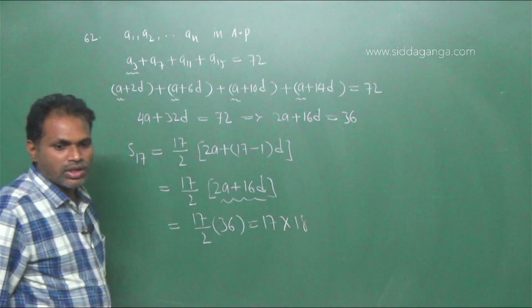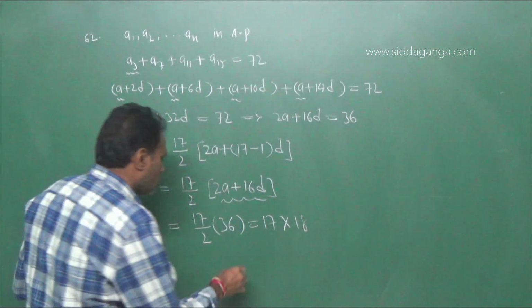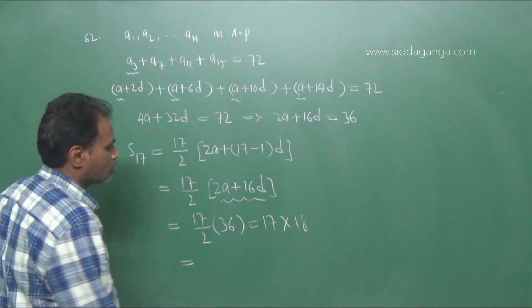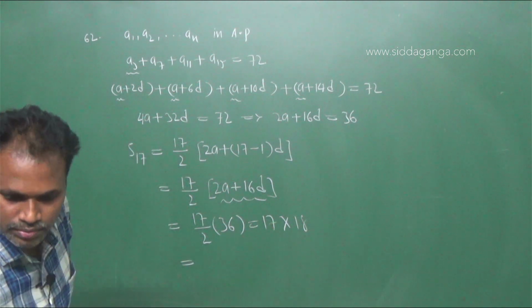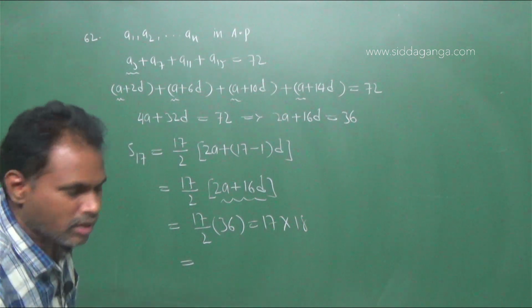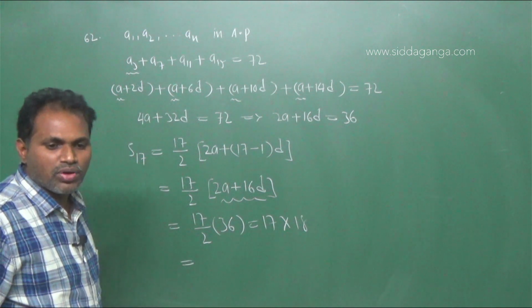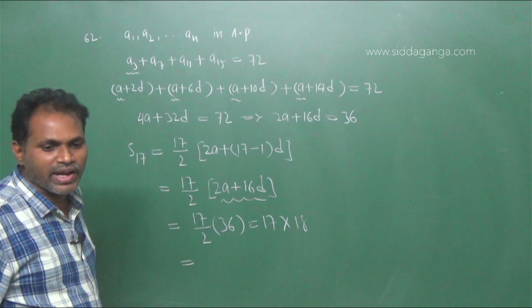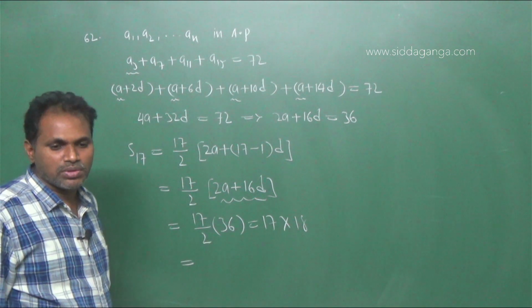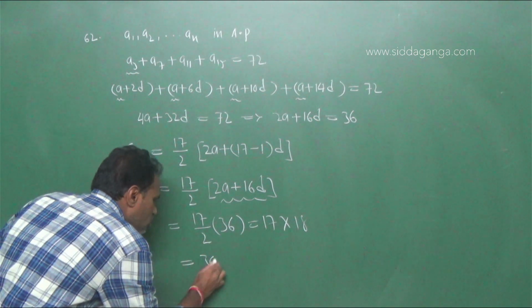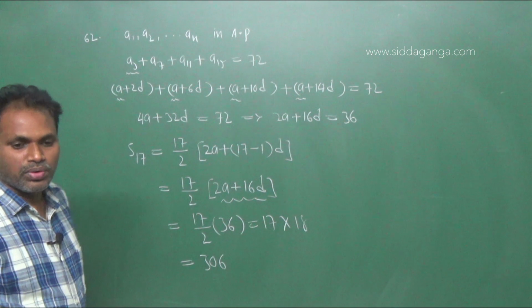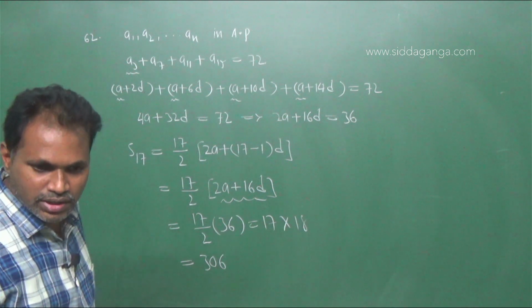17 into 18 equals 306. The options, and the first option ends with 6, therefore the first option is right. That is 306. Therefore option 1 is right. Next question.